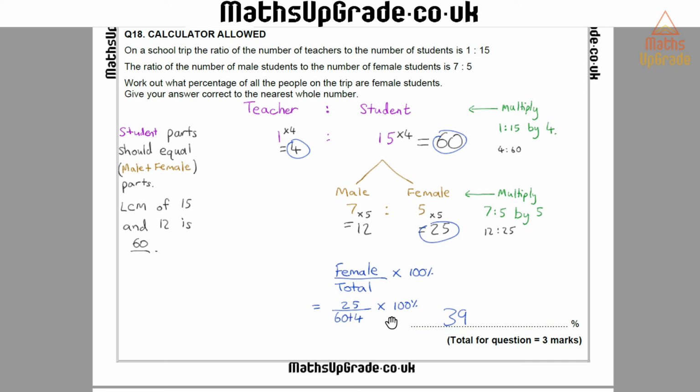To turn that into a percentage, I just write that as a decimal and then multiply by 100%. To the nearest whole number, to the nearest integer, that will be 39% for 3 marks.